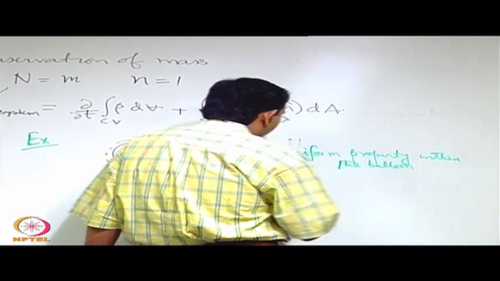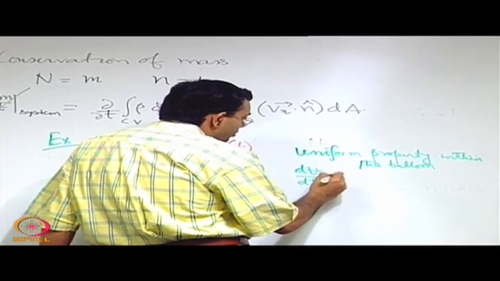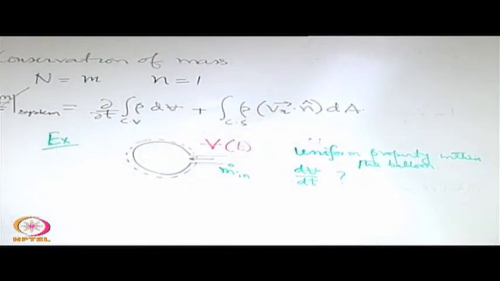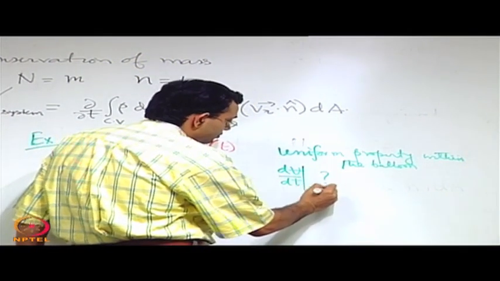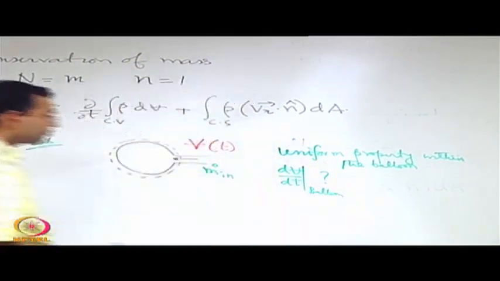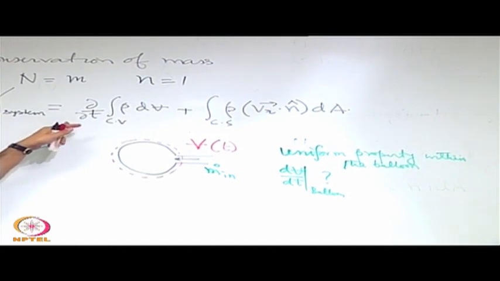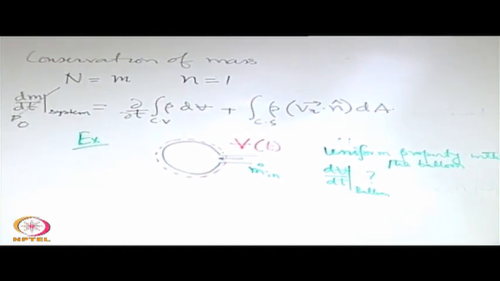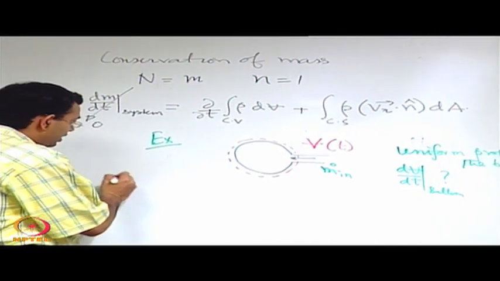Our objective is to find out the rate of change of volume of the balloon with respect to time. How do we do that? We use this integral form of the conservation equation; the left hand side becomes equal to 0. What happens to the right hand side?